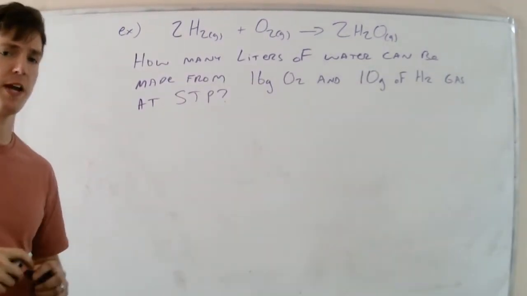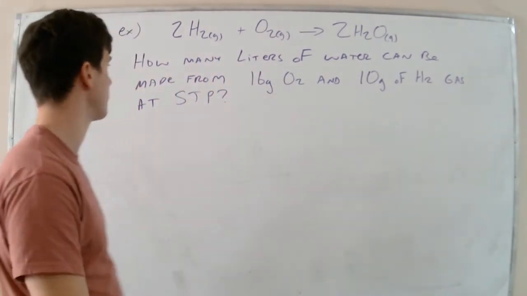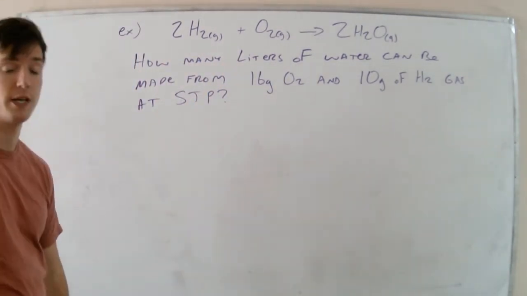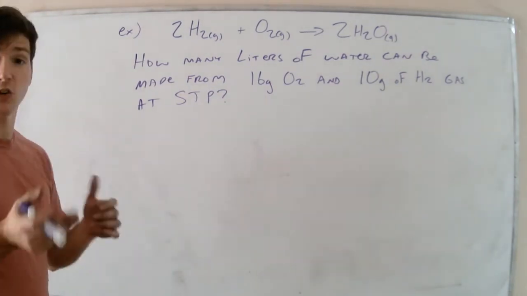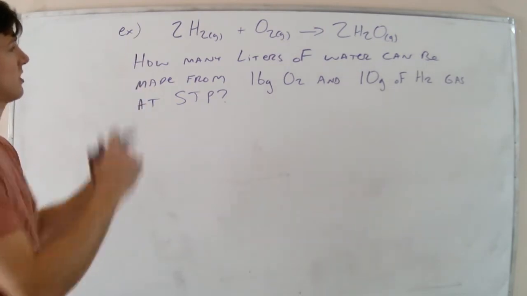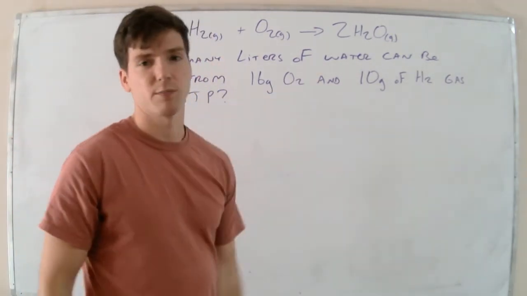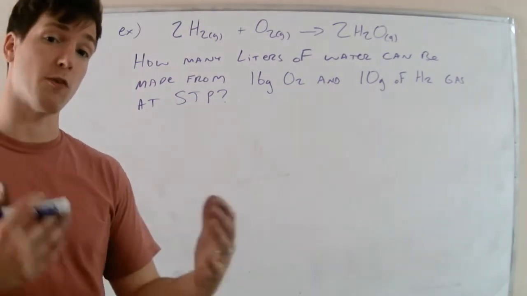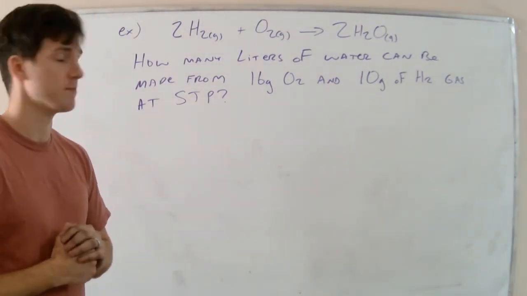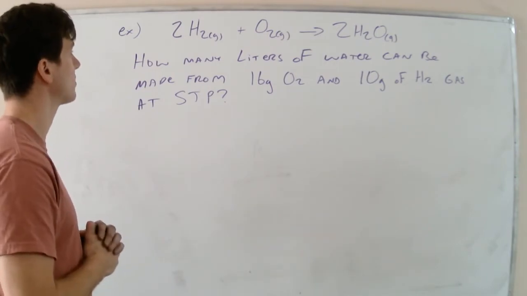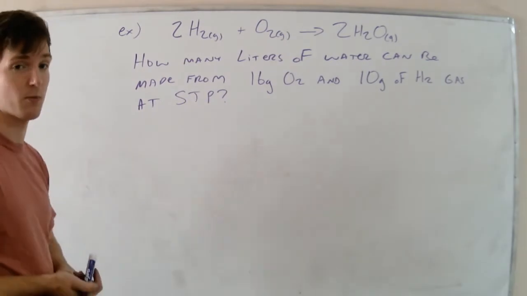Same type of reaction, but in this case I want to know how many liters of water can be made from 16 grams of O2 and 10 grams of H2 gas at STP. So again, I look at this problem. It wants liters of water, but it only gave me grams of O2 and grams of H2. So I'm going from one compound to another, so I'm thinking stoichiometry. So I'm going to balance the equation. I got it already balanced. No need to balance it more than once.